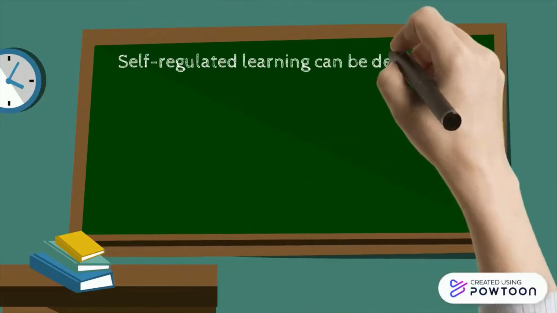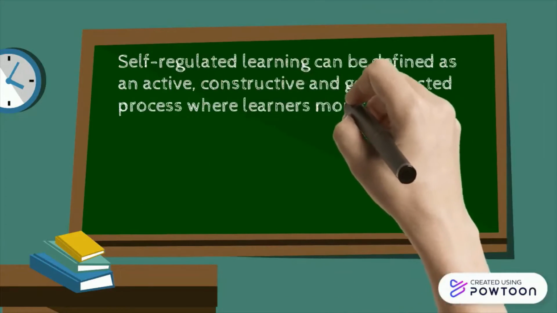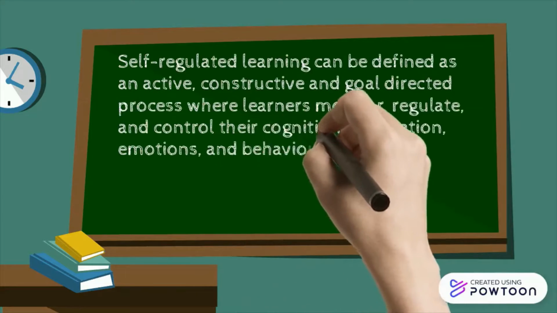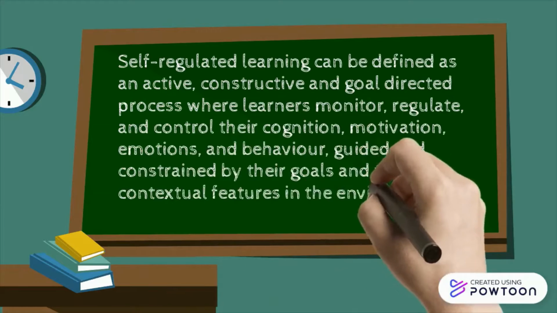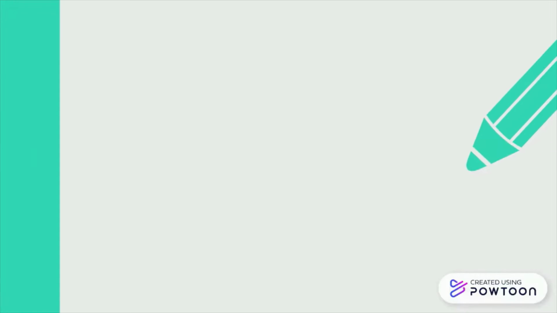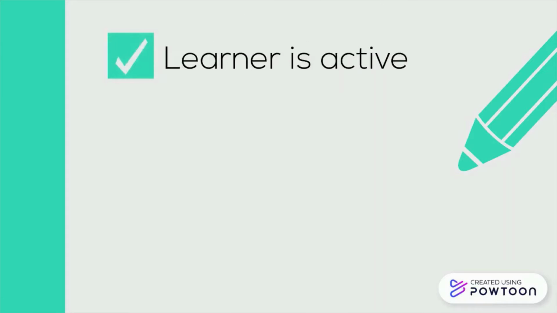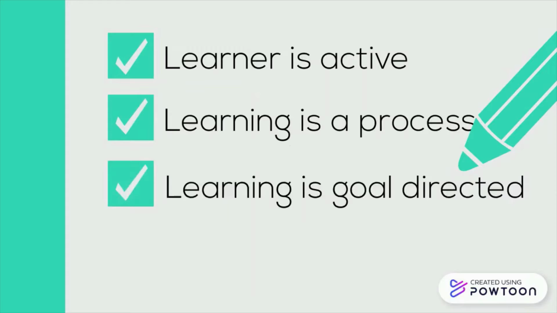Self-regulated learning can be defined as an active, constructive, and goal-directed process where learners monitor, regulate, and control their cognition, motivation, emotions, and behavior, guided and constrained by their goals and the contextual features in the environment. So let's have a closer look at this definition. So in self-regulated learning, the learner is seen as an active agent that takes charge of her own learning process, which is guided by the goals set by the learner.